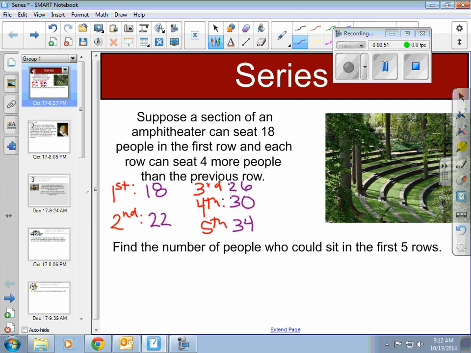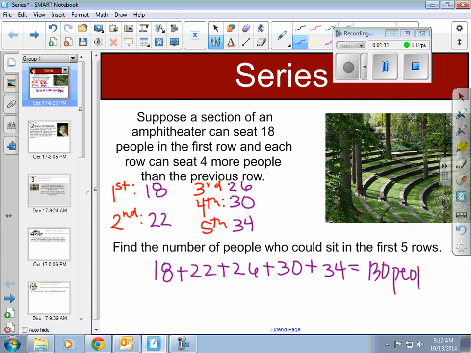If you wanted to know how many people were sitting in all 5 rows, you'd have to add them together. So 18 plus 22 plus 26 plus 30 plus 34 is equal to, if you take out your calculator and add them all together, 130 people. So when you add all those terms together, you get a series, and the sum of the series is 130 people.